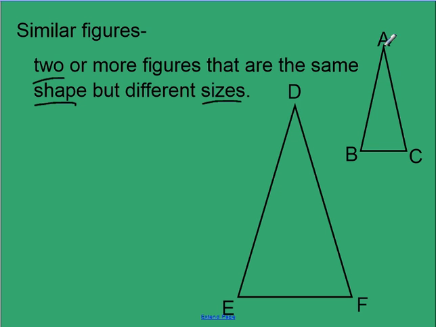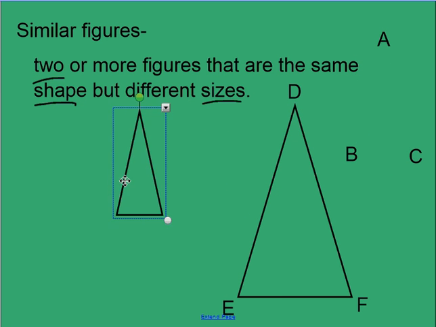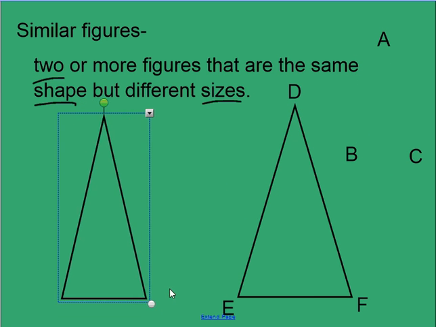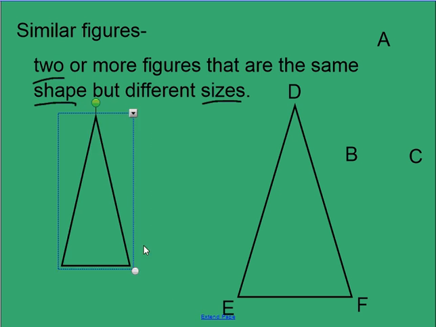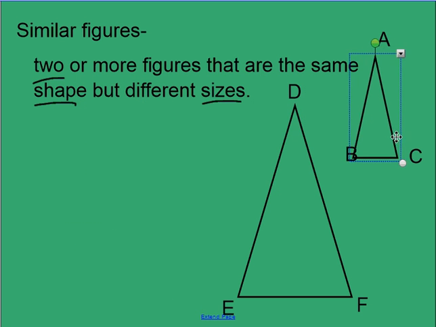So if you look at triangle ABC and triangle DEF, they are the same shape, but clearly they are different sizes. If I took triangle ABC and I just made it bigger, it would be the same as triangle DEF. But for now, let's keep it small.